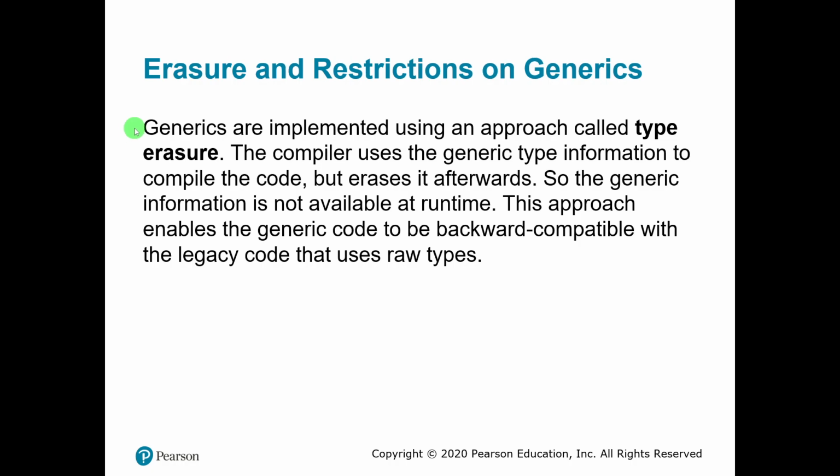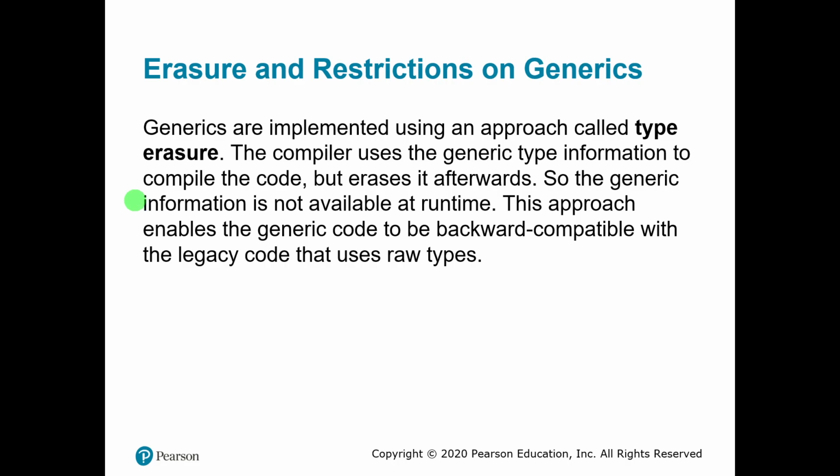So how does it actually work? Raw types are still actually used behind the scenes. So generics are implemented using an approach called type erasure. That means that the compiler is going to use that generic type information that we specified when it compiles the code, but it erases it after it's done. Okay, so the generic information isn't actually available anymore at runtime, but it compiles the code in such a way that makes it safe.